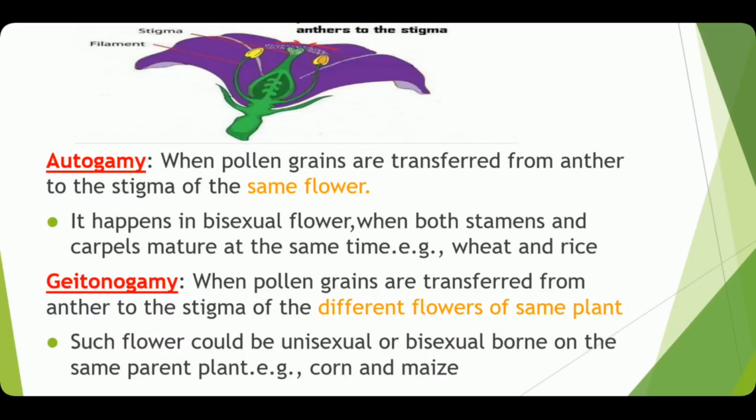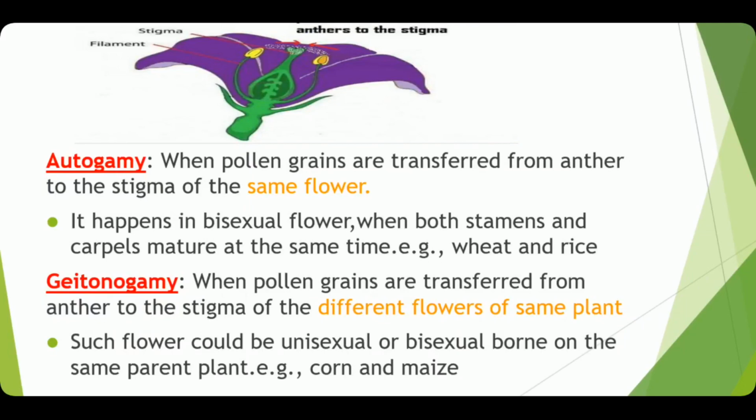For that, it is not required that the flower should be bisexual. The flower can be unisexual, but of the same plant. It means that within the same plant there could be stamen in one flower and pistil in another flower. Both are unisexual flowers, so pollen can be transferred. Sometimes it needs an external agency. Generally, self pollination does not need it, but here the external agency can help.